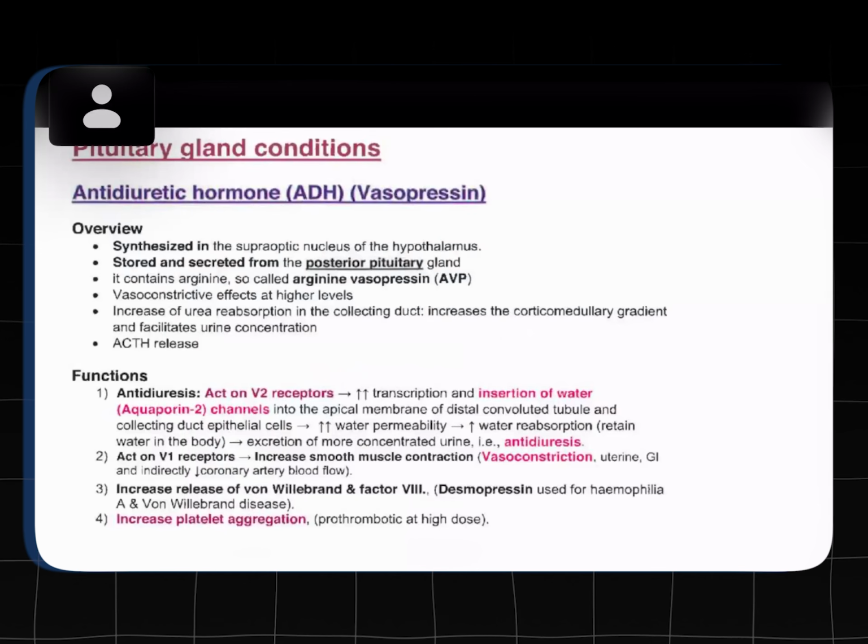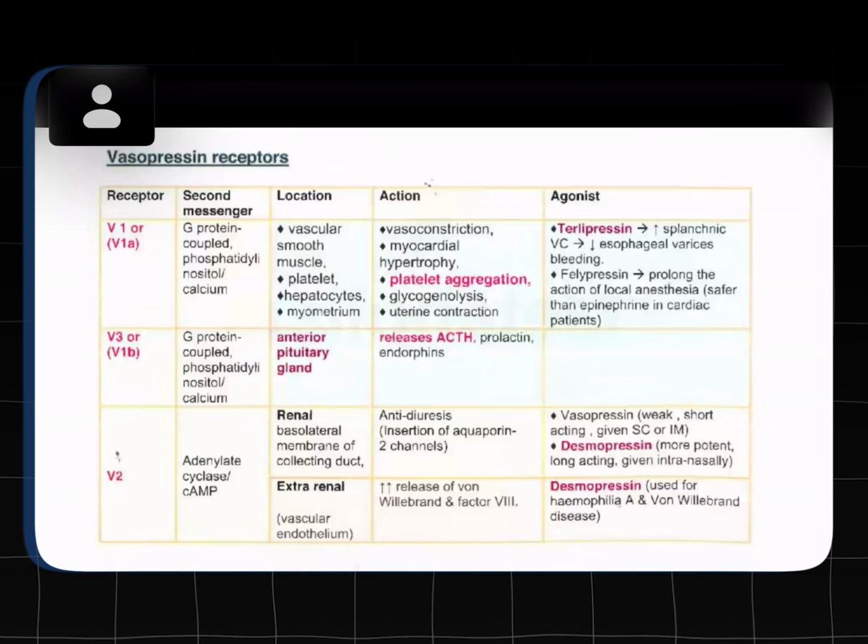So first we shall start with the pituitary gland. Growth hormone we shall discuss as the last topic for the second class. So today, vasopressin first. The first question that they usually ask is which receptors are involved. So V1A, V1B, and V2.